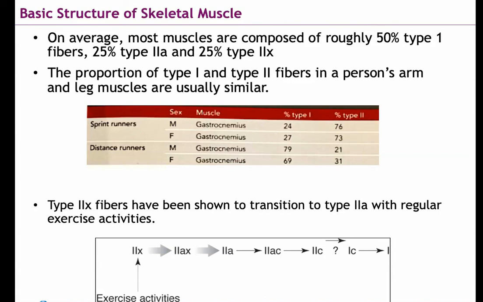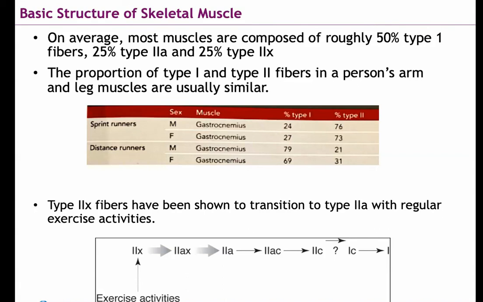So this here is kind of what researchers know. That's why these arrows are bigger. It shows that with any type of muscle contraction repeated over and over and over again, we're going to see a shift in the fiber from the X to the A with regular exercise. Why is this beneficial? I would normally ask the class. Why is a type 2A fiber so special?